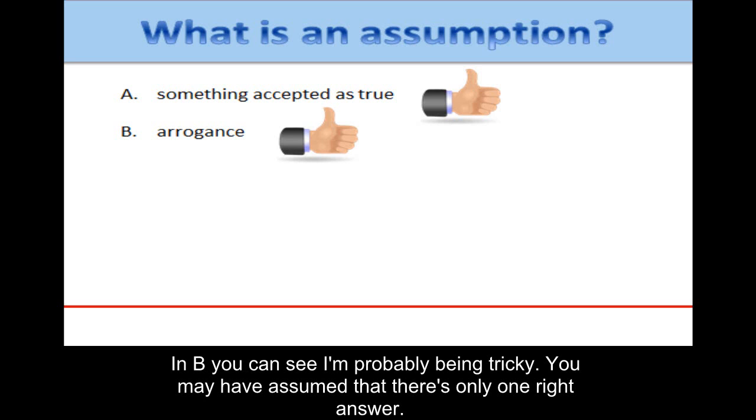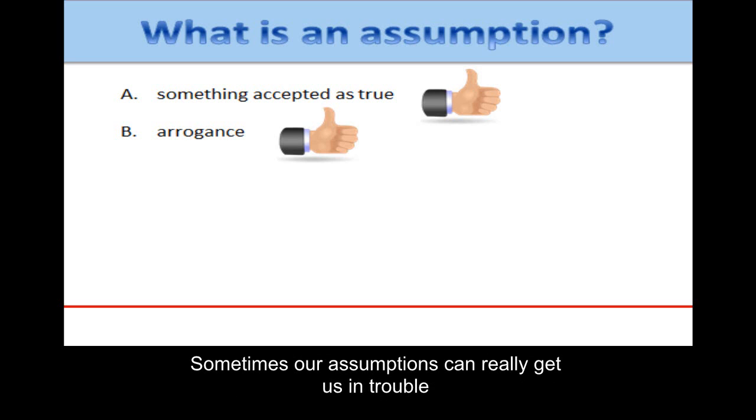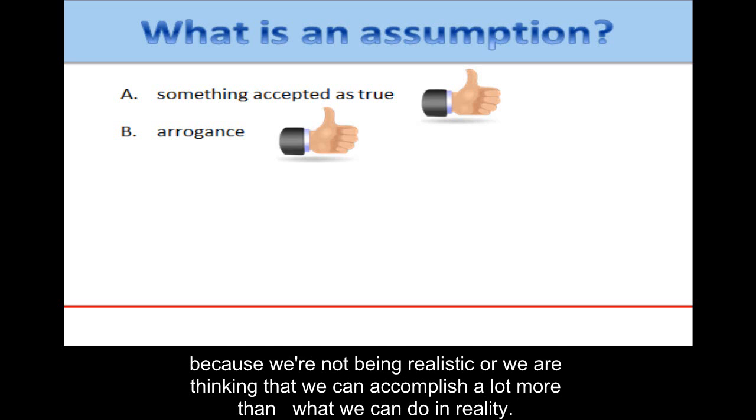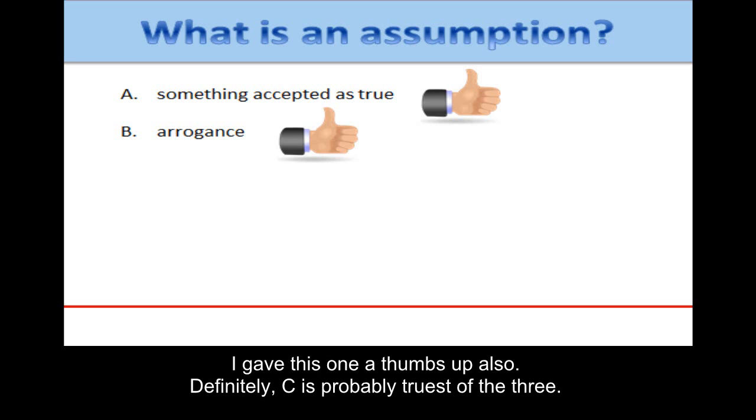But an assumption can also be a sign of arrogance. Now, we hope that you can keep that to a minimum, but sometimes our assumptions can really get us in trouble because we're not being realistic, or we are assuming and thinking that we can do and accomplish a lot more than what we can in reality, or we're defying historically what has happened in the past and what could happen in the future. So I gave this one a thumbs up as true also.